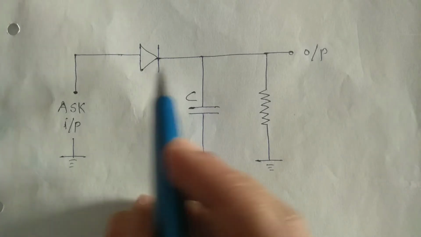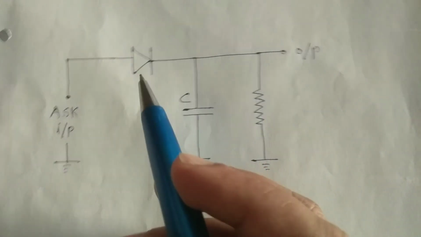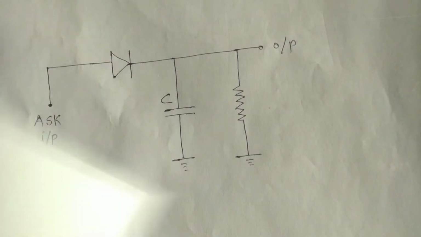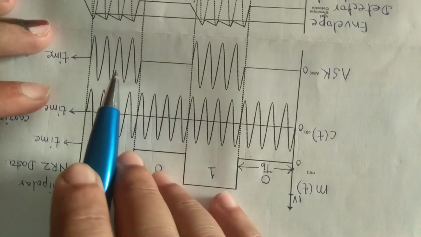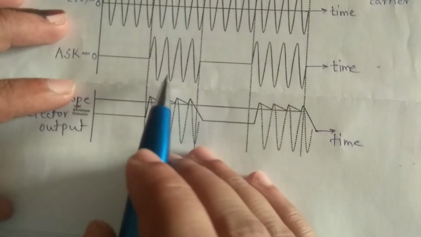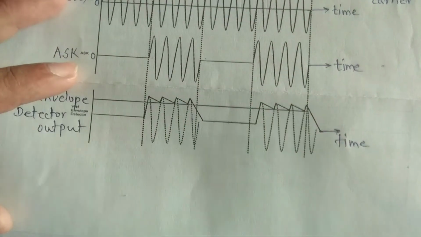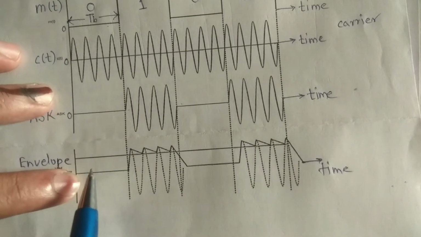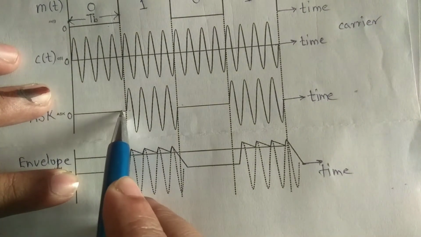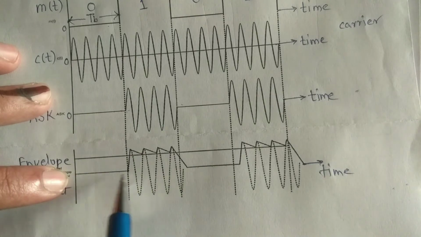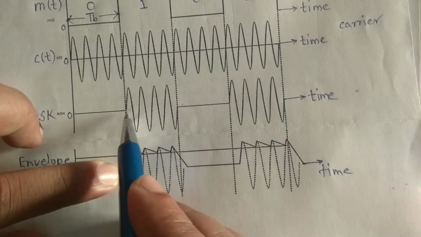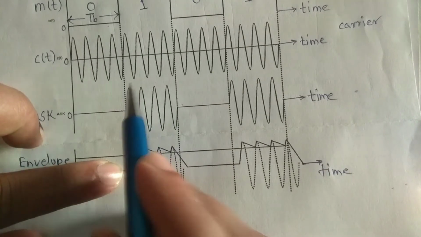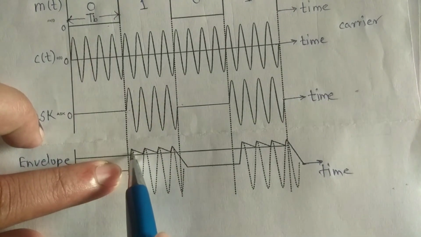In the ASK signal, just now we have seen this is our ASK signal, right? So when we pass this ASK signal through the envelope detector, the first device is the diode, right? Through this diode, when we are passing this ASK signal, we will see this. When there is no signal, the input to the diode is 0, so the output is 0. And for the positive cycle, the diode will be forward biased, so we will be getting output for the positive cycle.